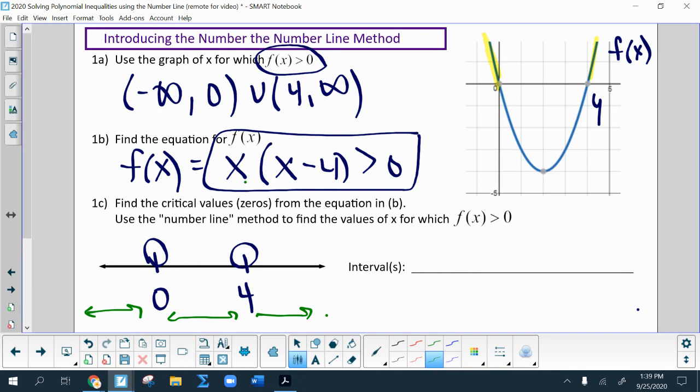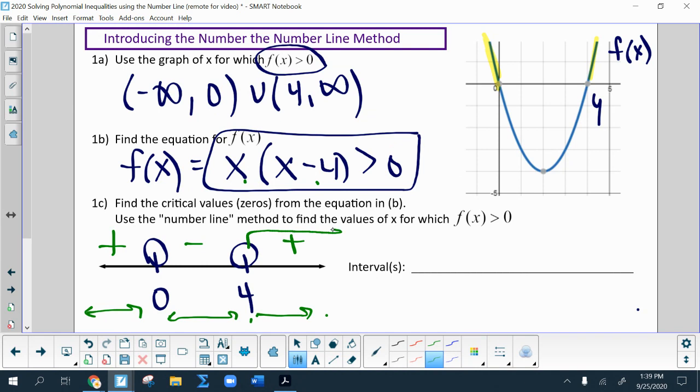So if I put 5 in for x, I get 5 times 1, which is a positive number. Now I'm going to pick something between 0 and 4. So if I put 1 in for x, I get a positive times a negative, which is a negative value. Then I'm going to pick something to the left of 0, like -1. And I get a negative times a negative, which happens to be a positive. And remember that our problem is greater than, so I want all positive values.